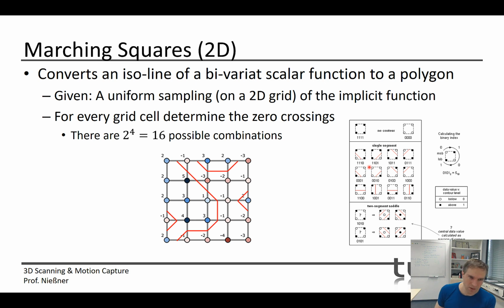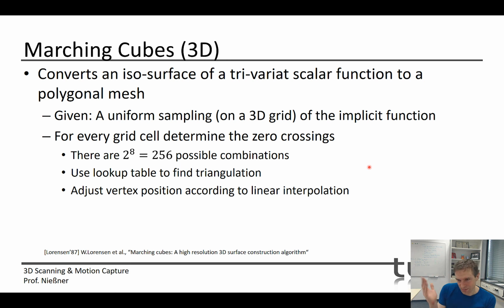Now you can do the same thing in 3D. Similar idea. Now we convert an isosurface of a trivariate scalar function into a polygon mesh. Same thing, given uniform sampling on a 3D grid of the implicit function. For every grid cell, we determine the zero crossing. Now instead of 2 to the power of 4 combinations per grid cell, we have 8 corner points per voxel. That means we have 2 to the power of 8 possible combinations of how triangles can lie within a cell.